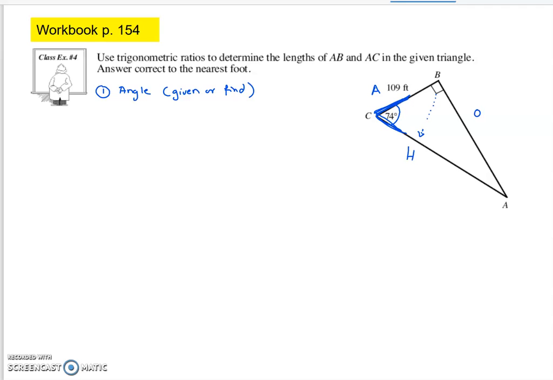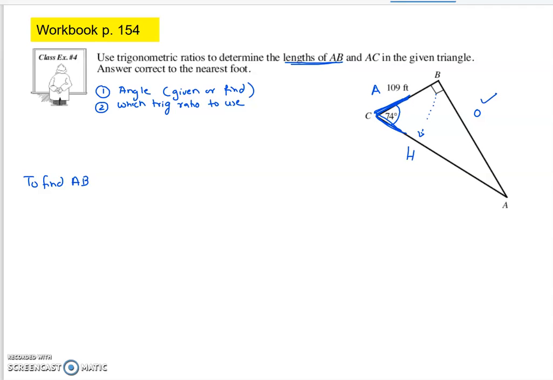Once we have done that, we're going to now determine which trig ratio to use. So let's see which side we're trying to find. I'm going to start by finding the side AB. If I'm trying to find side AB, AB here is the opposite side.